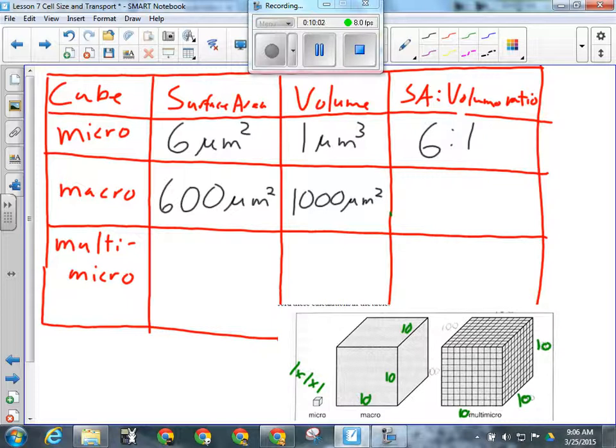Is this a good situation? Sorry, you're right, it is cubed. Okay, is this a good situation? No. I have comparably less surface area and a very large volume. In fact, my surface area to volume ratio is now 0.6 to 1.